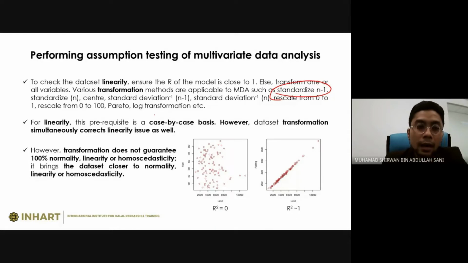For example, for most microbial studies, the best transformation method is log transformation. But you have to test it on the individual sample. For example, when I did my study related to gelatin using amino acids, Standardized (n-1) and sometimes Pareto can become the best transformation method for the gelatin matrix. So in this case, you have to test first whether it is suitable or not.